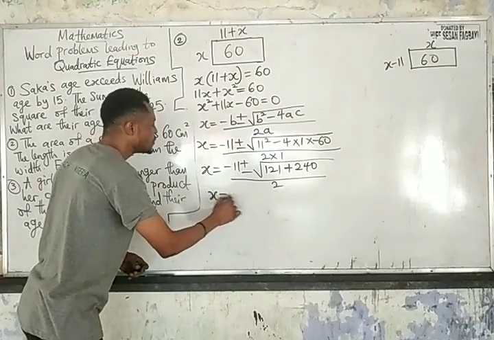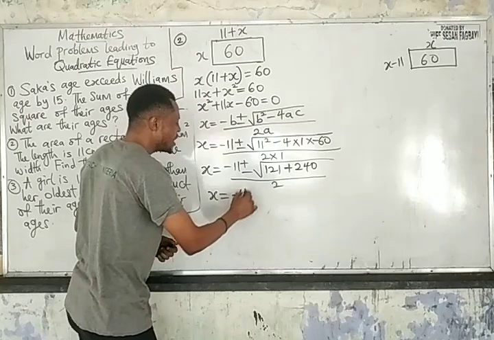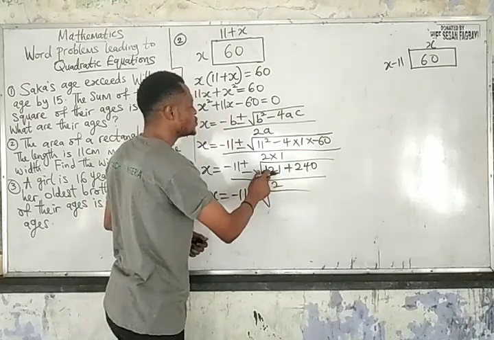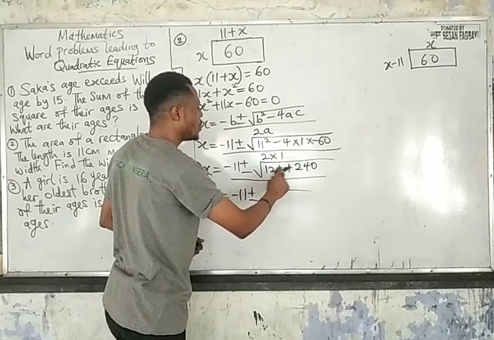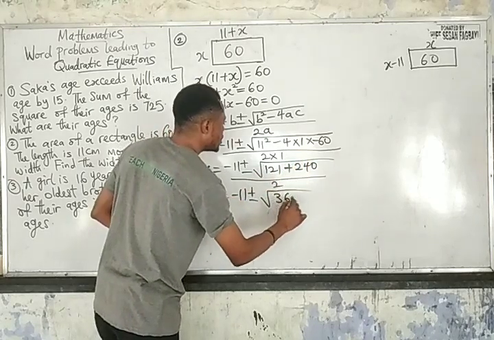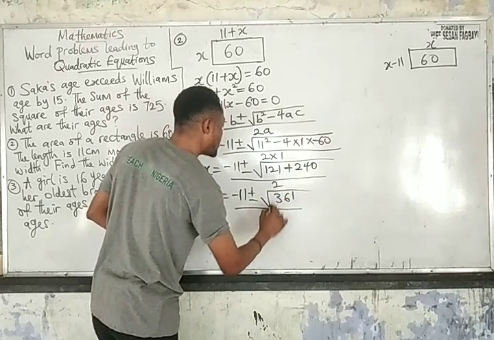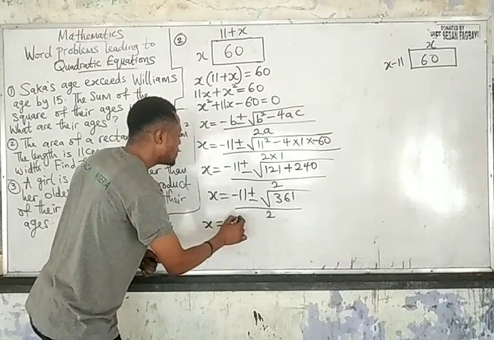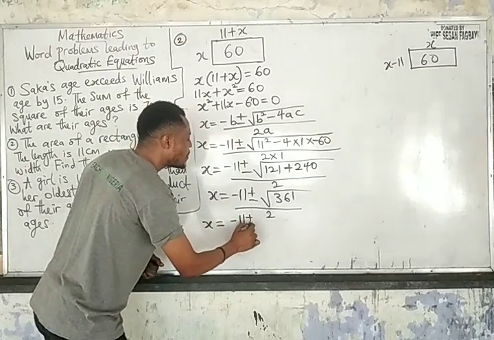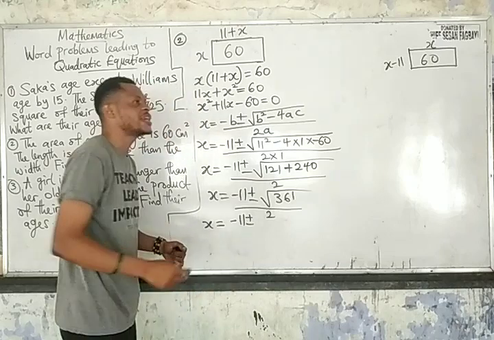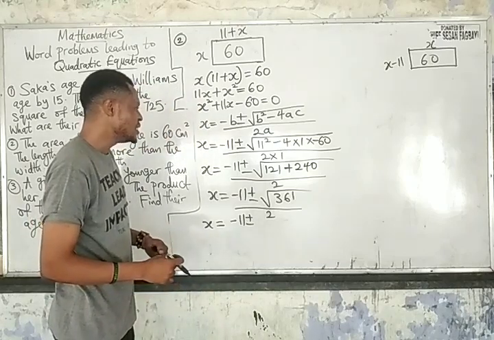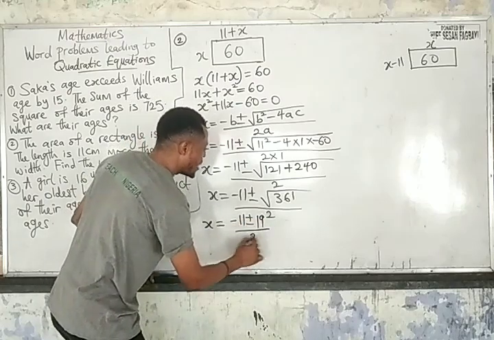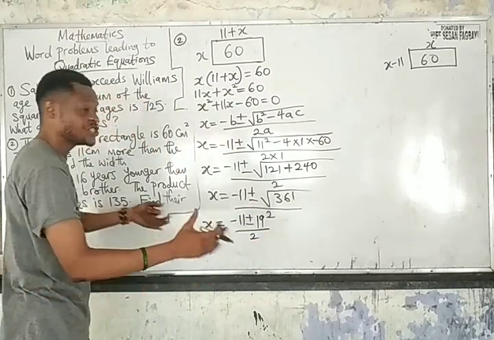So what will x give us? X is going to be minus 11 plus or minus the square root of the addition of these two, which will give us 361. Yes, 361. Everything divided by 2. X goes forward to become minus 11 plus or minus the square root of 361. That's going to be 19. All divided by 2.